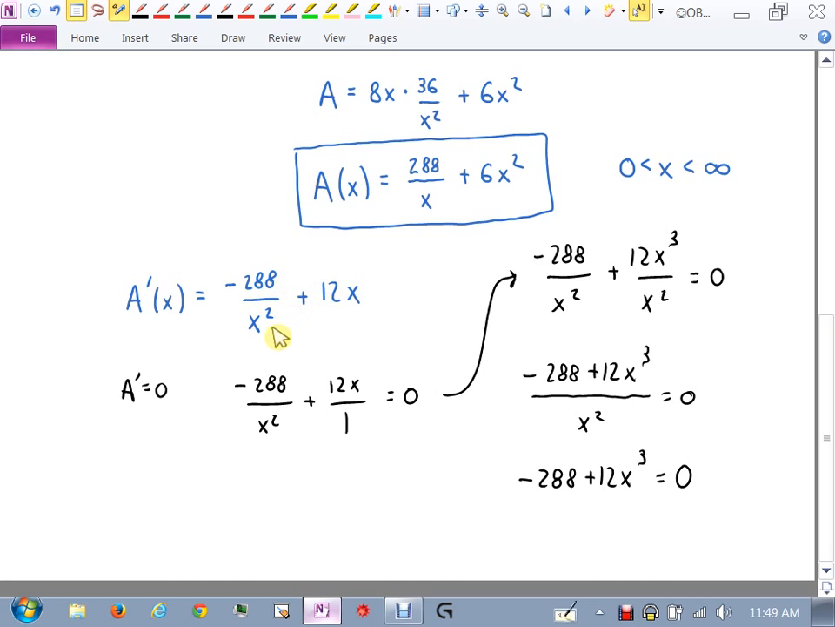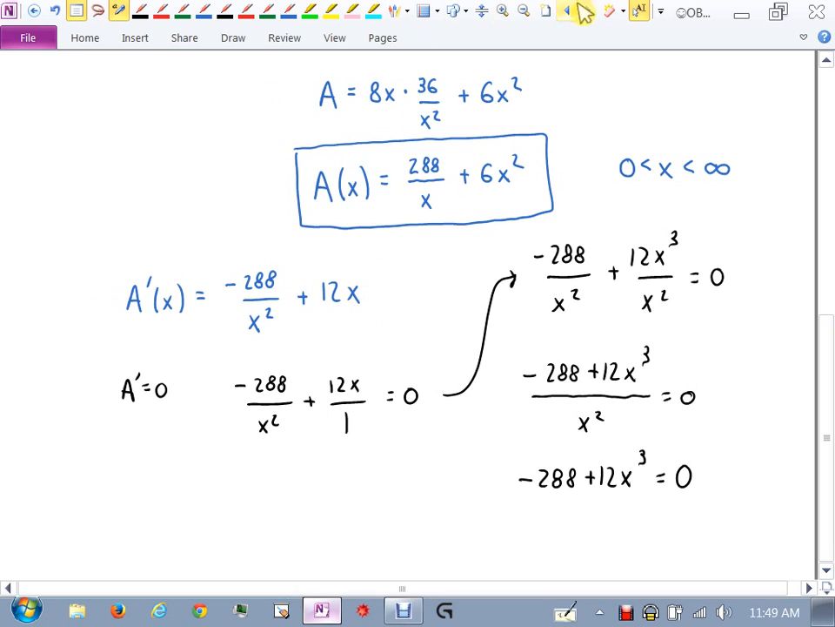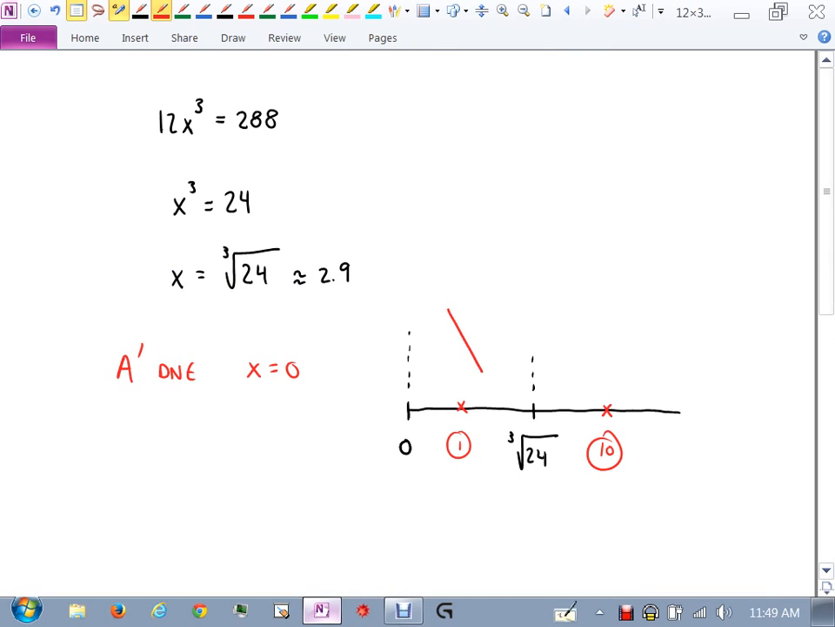Plug in 1. What do you get? Negative 288 over 1 plus 12. That's a negative number, right? So it's decreasing over there. So I'm decreasing here.